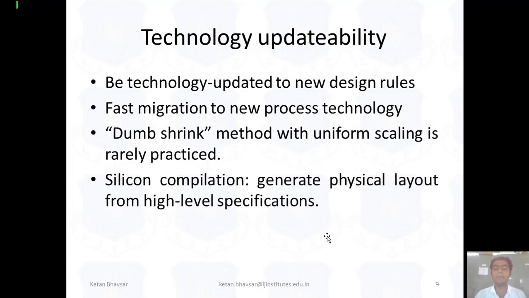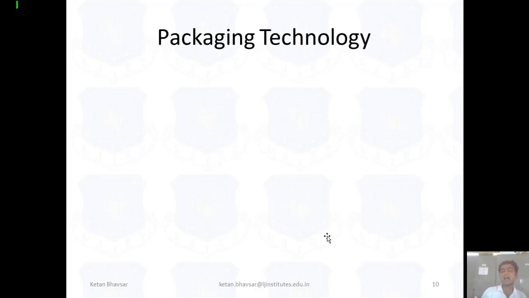Silicon compilation is the generation of the physical layout from high level specifications. When we're talking about the completions, we have to check that the high level specifications of the chip will fulfill your requirement. So I hope you are getting the idea about VLSI design quality. These are the four parameters: testability, yield and manufacturability, reliability, and technology updatability. Now we move on to the next topic.